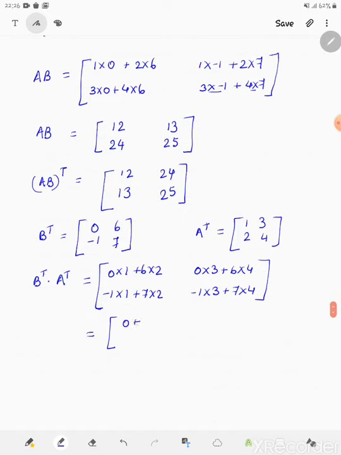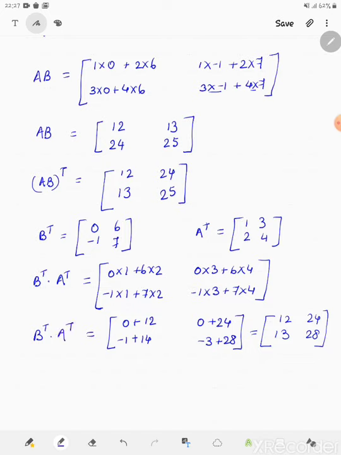We get 0 plus 12. Over here we get 0 plus 24. Again we get -1 plus 14 and -3 plus 28. So what do we get here? 12, 13, 24 and 25. What is this? This is B transpose into A transpose, है ना?